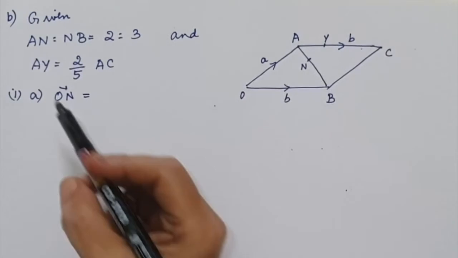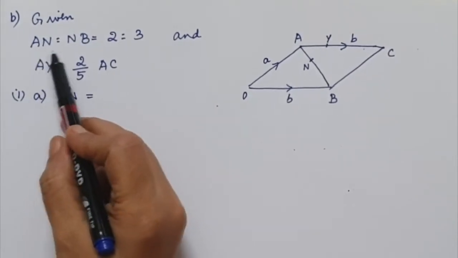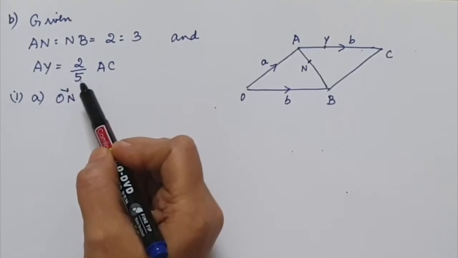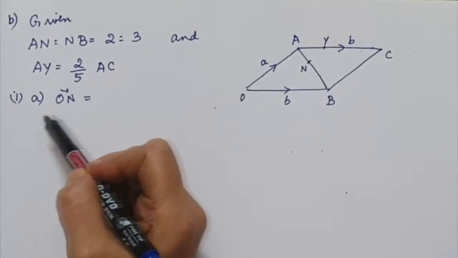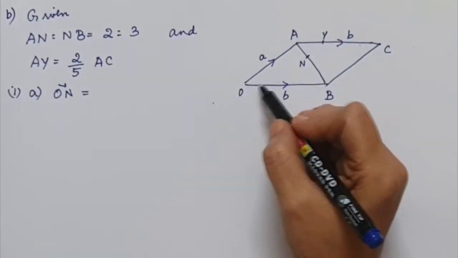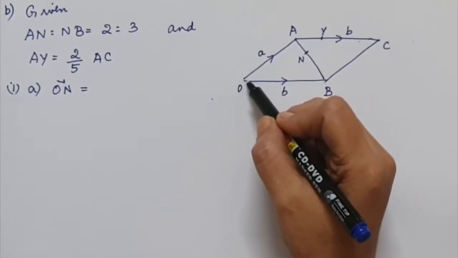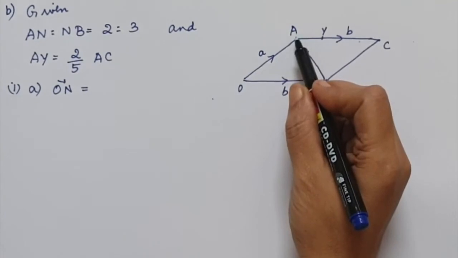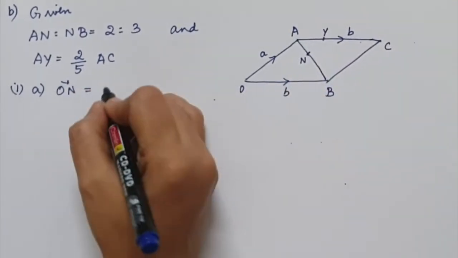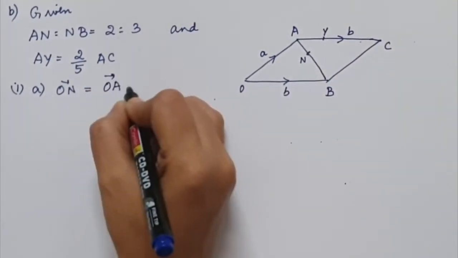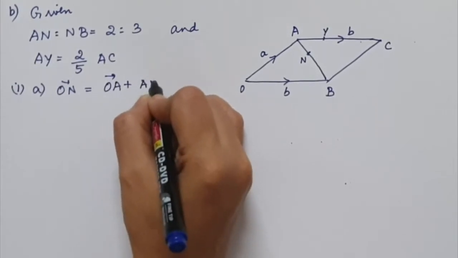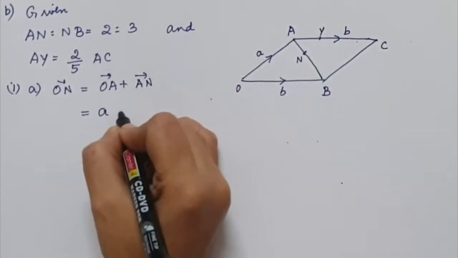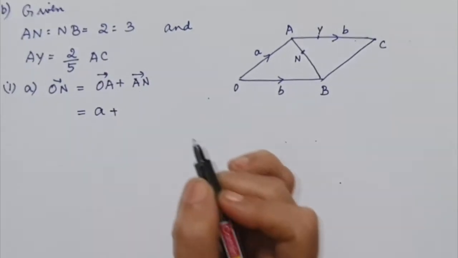The second part of the question, we are given that AN is to NB equal to 2 is to 3 and AY will be equal to 2 by 5 of AC. We need to find ON. That is, this ON will be equal to, we are starting at O and finishing at N, ON will be equal to OA plus AN. So it is vector OA plus vector AN. We know vector OA is A. And we need to find AN.